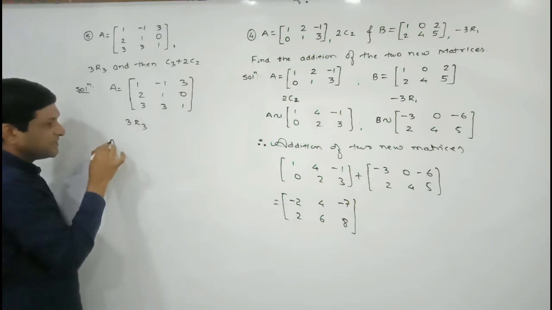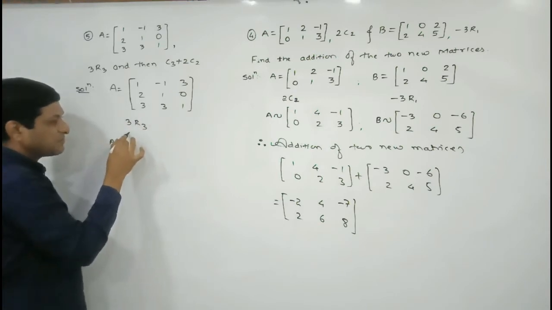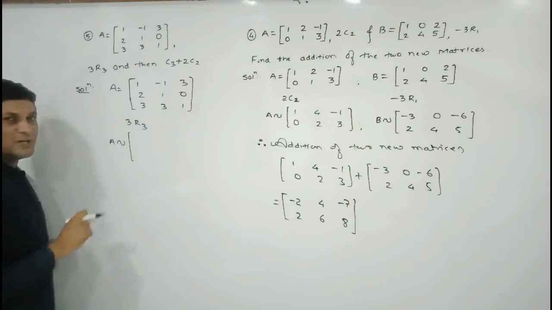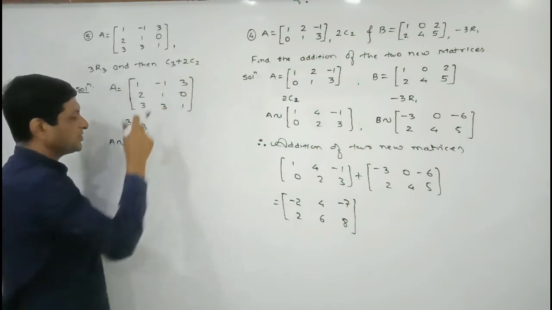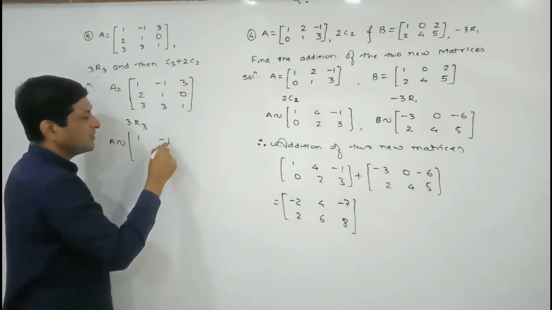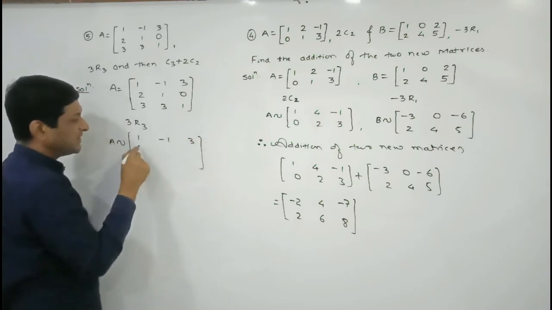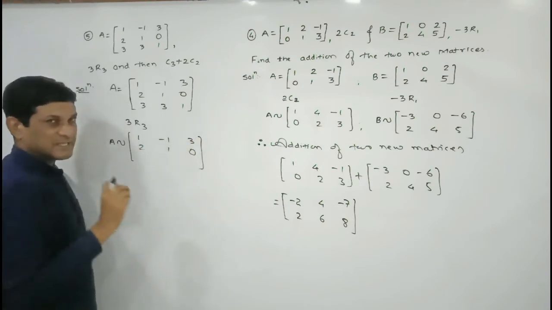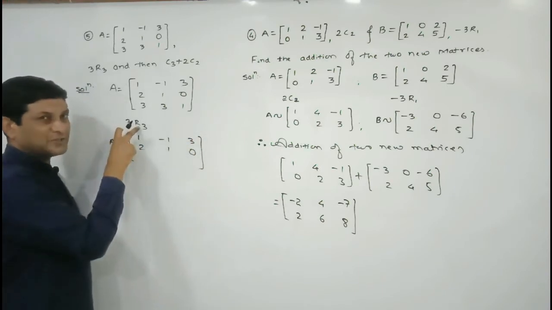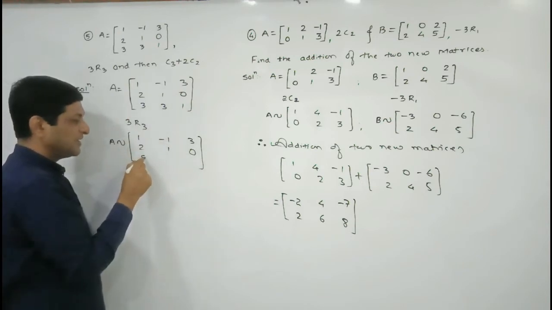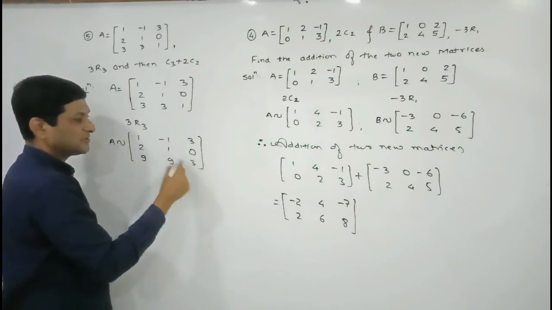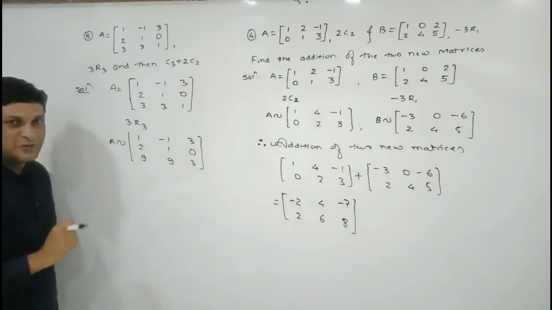What is the meaning of 3R3? 3R3 means we are multiplying the element of the third row by 3. There is no operation on the elements of the first row and second row, so keep the elements of the first row and second row as they are. Now multiply R3 by 3. So multiplying by 3, we get 9, 9, 3. In this way we have got one new matrix.